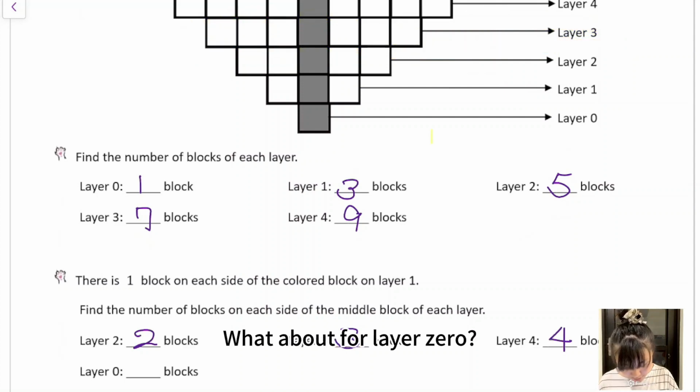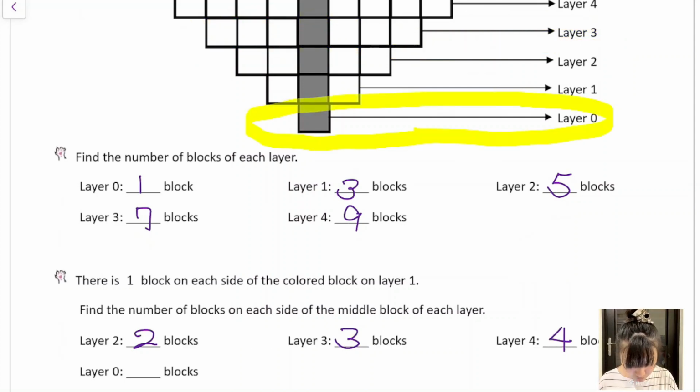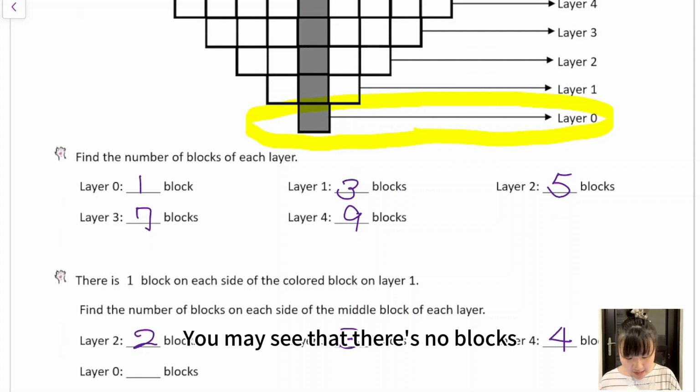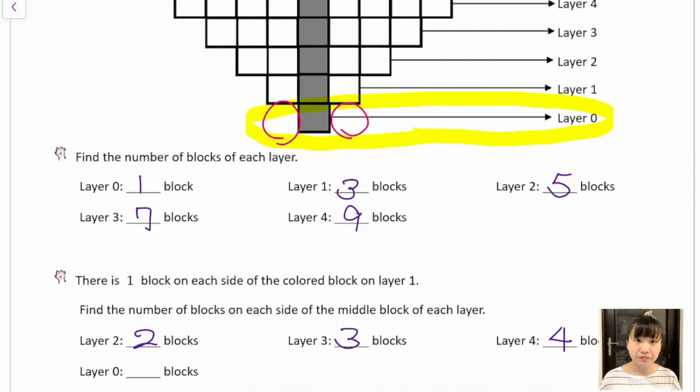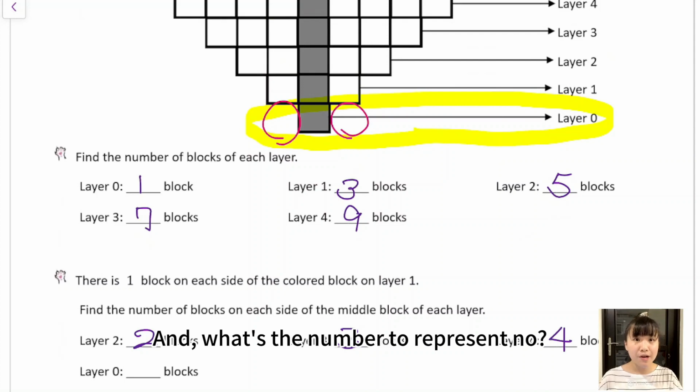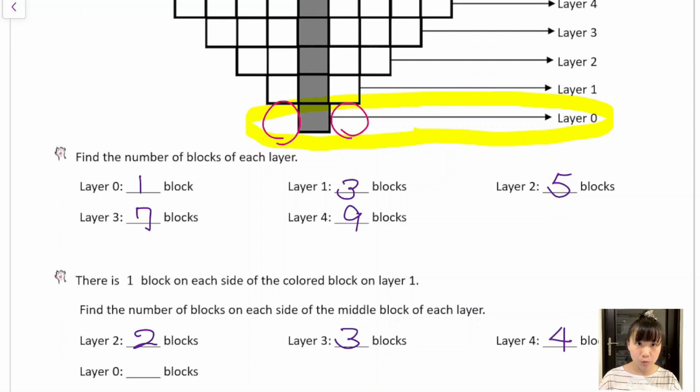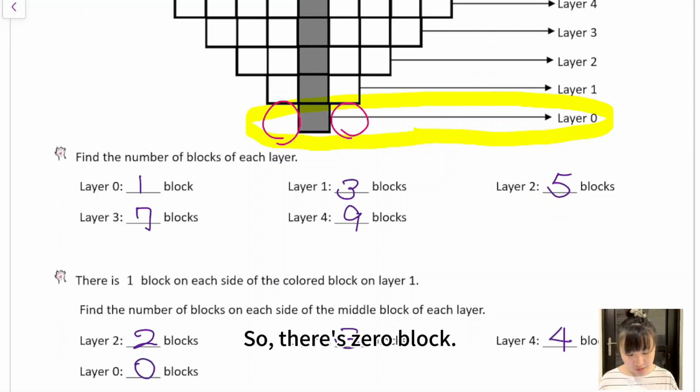What about for layer 0? You may see that there's no blocks. And what's the number to represent no? It's 0, right? So there's 0 blocks.